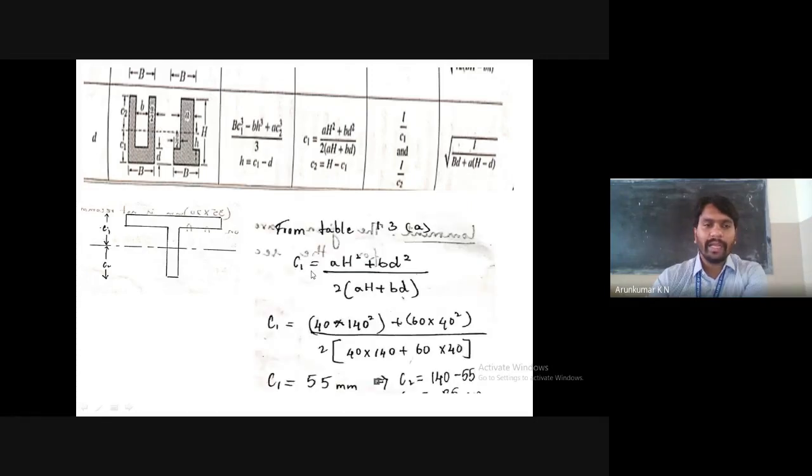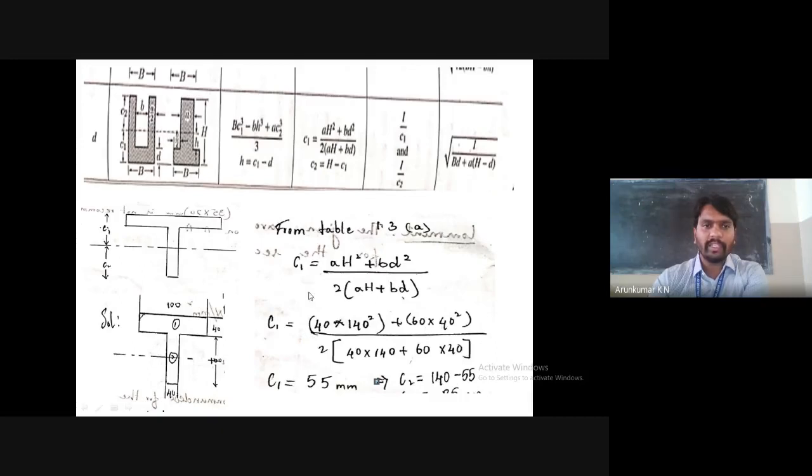To calculate C1, it is (AH square plus BD square plus 2 into H plus BD). What is A? The width of the web. It is 40. And H is the overall depth. Compare this dimension with this figure. Overall depth is 100 plus 40, 140 square.